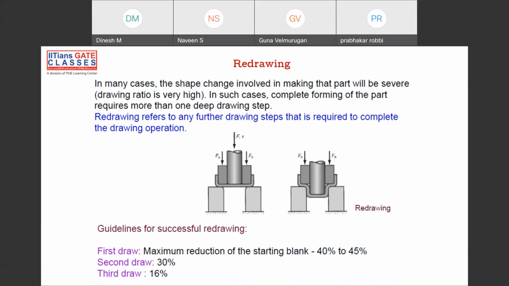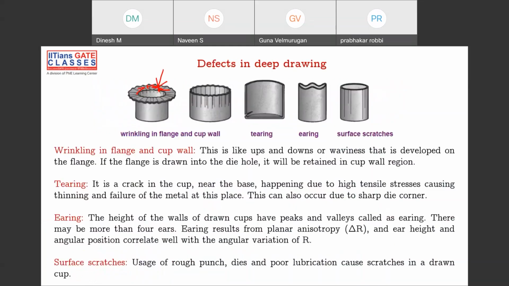Okay, fine. Next, what are the defects in deep drawing? Obviously, I told you these are the wrinkles. These wrinkles are formed, which is not good, it's not good looking, right? Another problem with deep drawing is tearing. Why does this tearing happen?